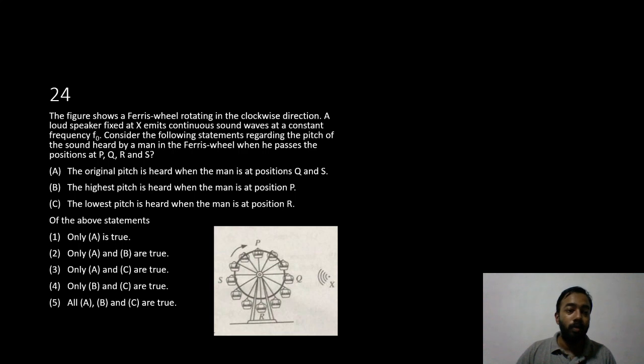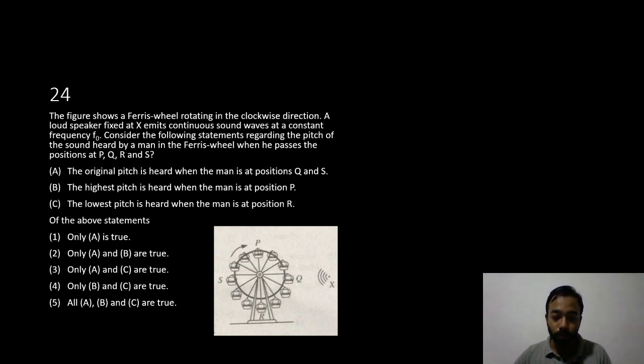Question number 24. The figure shows a Ferris wheel rotating in the clockwise direction. A loudspeaker fixed at X emits continuous sound waves at a constant frequency f0. Consider the following statements regarding the pitch of the sound heard by a man on the Ferris wheel when he passes positions P, Q, R and S. So this question is from the Doppler effect.